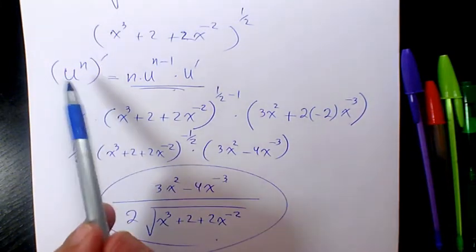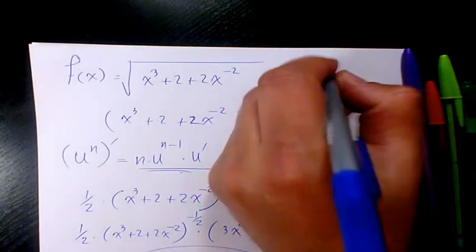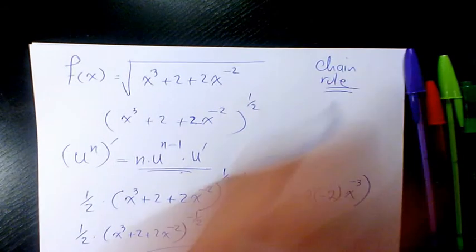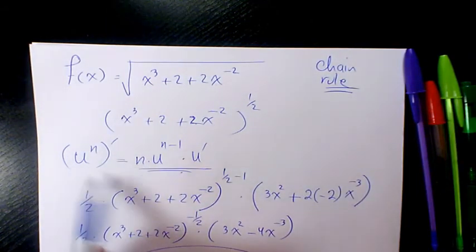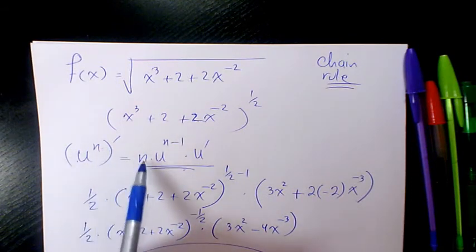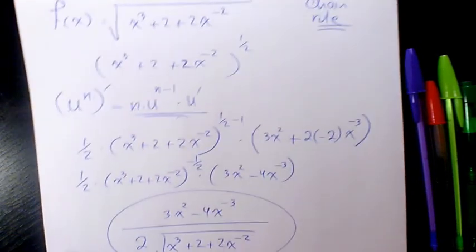So I used power rule and I also used chain rule. So this is kind of a combination of chain rule and power rule. U to the power of n, when u is a function of x, is going to be n times u to the power of n minus 1 times u prime, as you saw here.